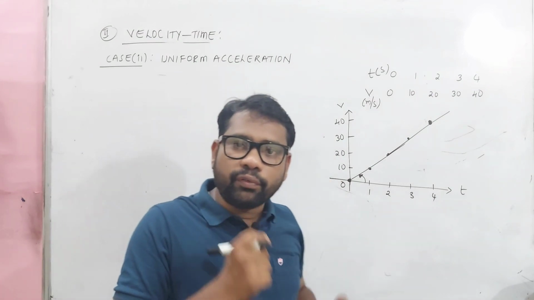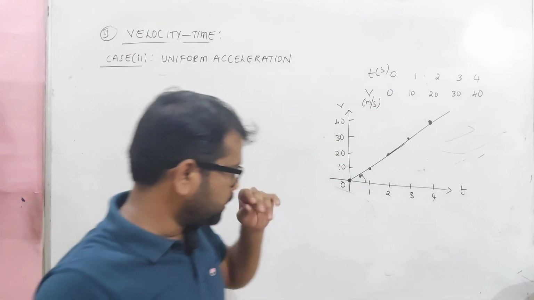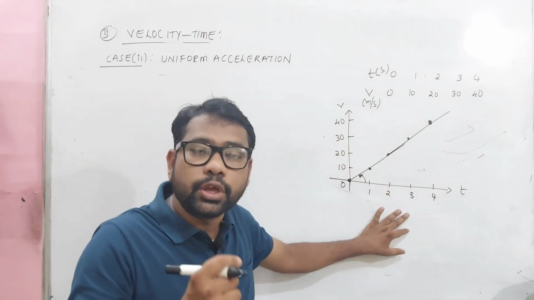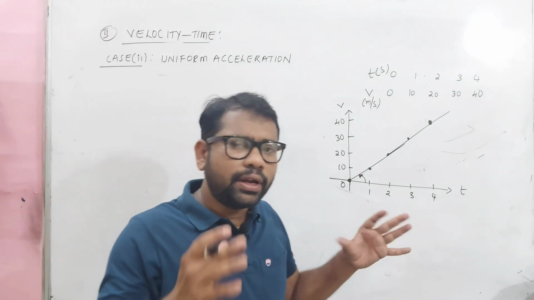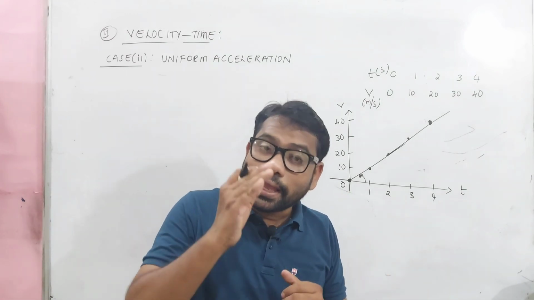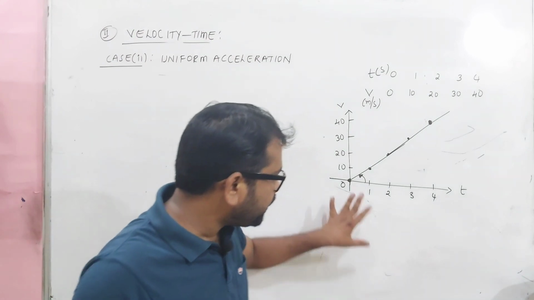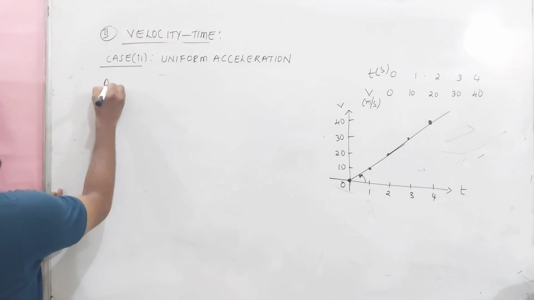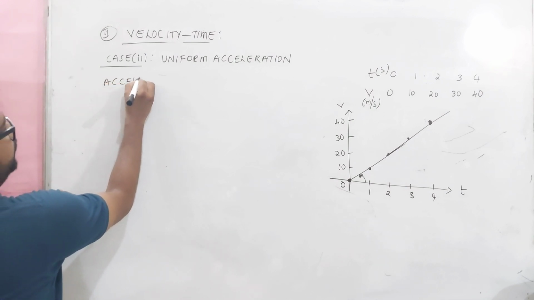If a body is moving with a uniform acceleration, children, this is a velocity time graph for an object moving with uniform acceleration. Now let us see how we can calculate acceleration as well as displacement from this graph. So first let us try to calculate the acceleration from this graph.